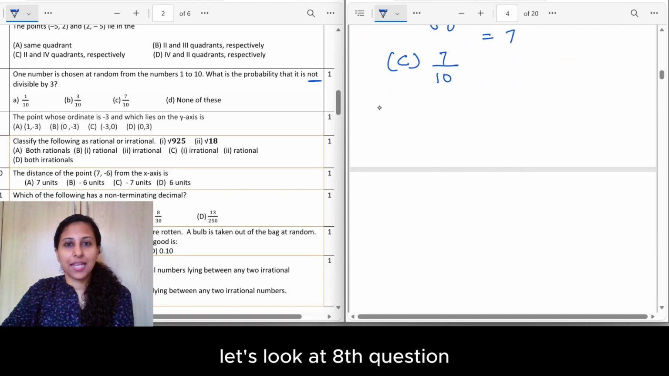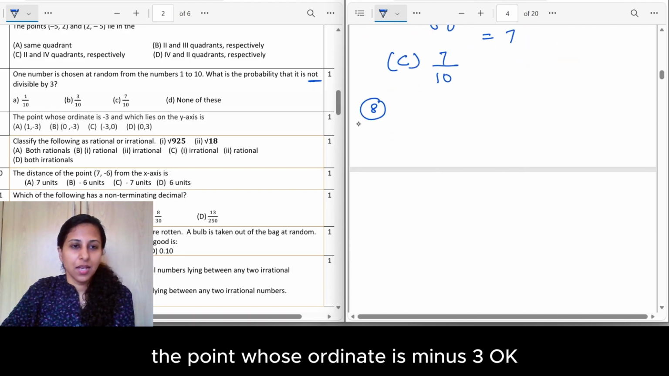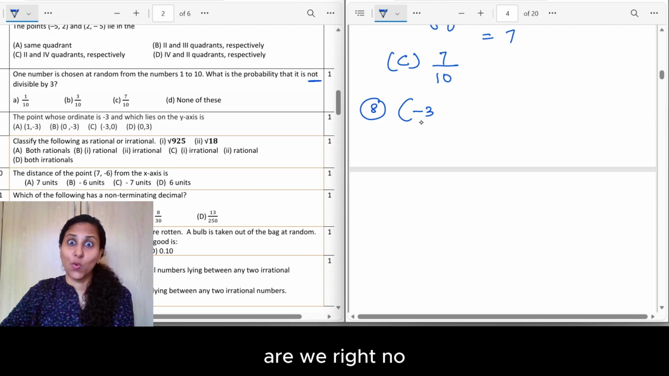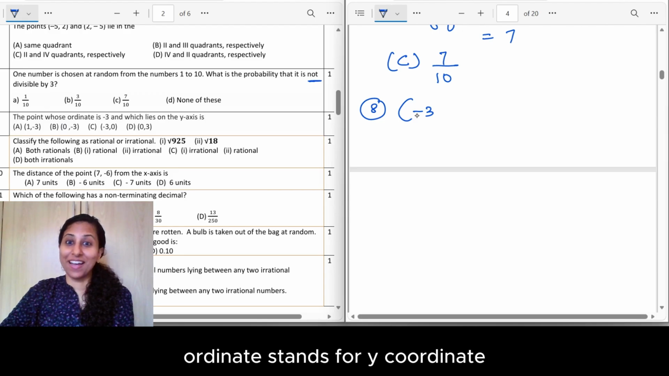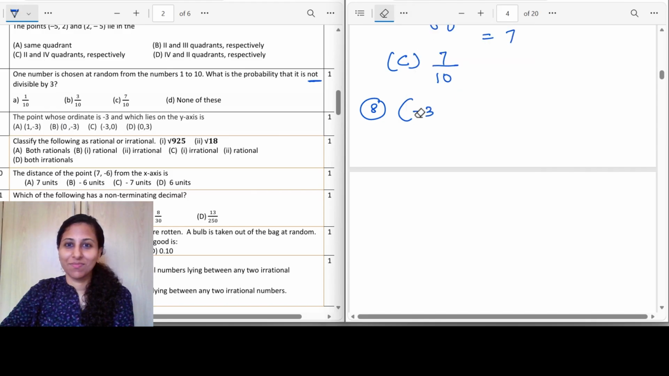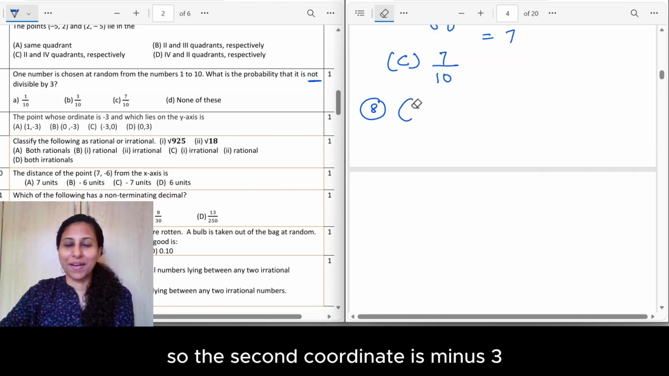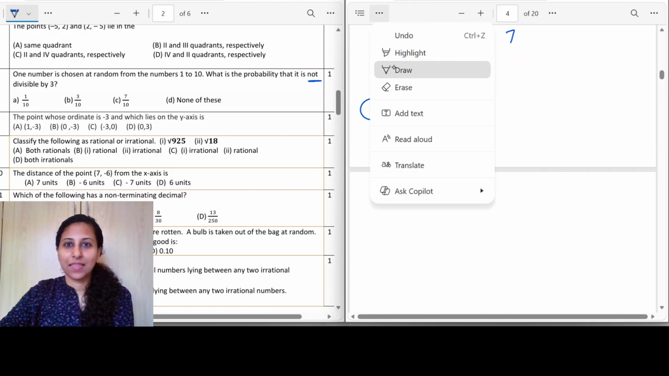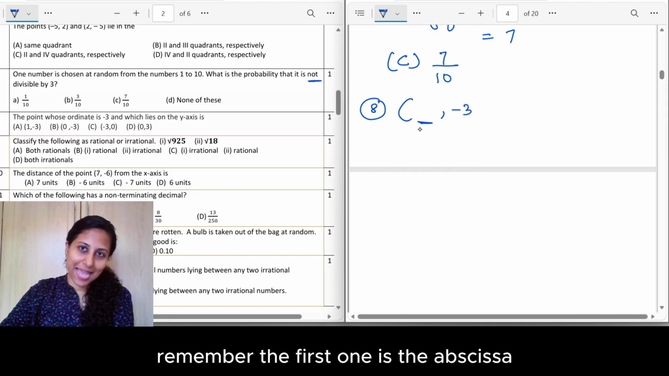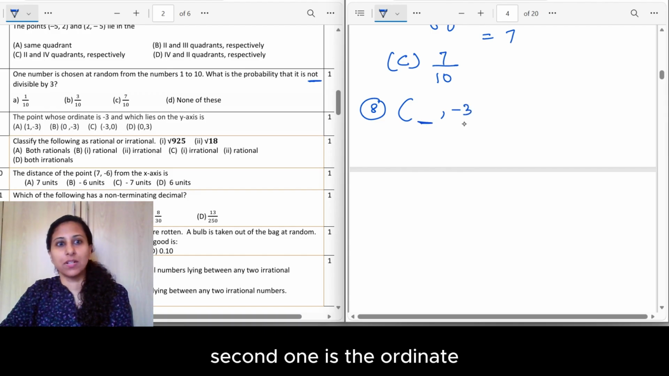Let's look at 8th question. The point whose ordinate is minus 3. Okay, ordinate is minus 3 means the first coordinate must be minus 3. Are we right? No. Ordinate stands for y coordinate. Ordinate is the y coordinate. So the second coordinate is minus 3. Ordinate is the second coordinate. Remember, the first one is the abscissa, second one is the ordinate.